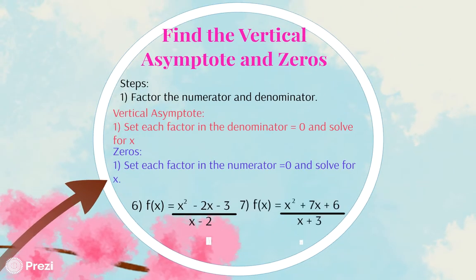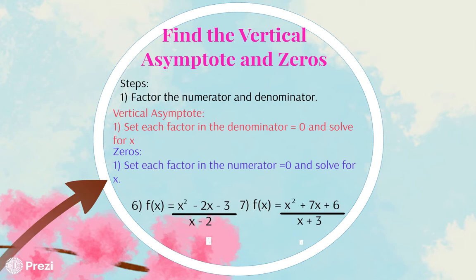Alright, now for example 7, go ahead and pause this video and watch the example 7 video to learn how to find the asymptotes and zeros. If you think that you already know how to find the vertical asymptotes and the zeros, go ahead and try it on your own and then see if you get the same answer as what I get in the video.